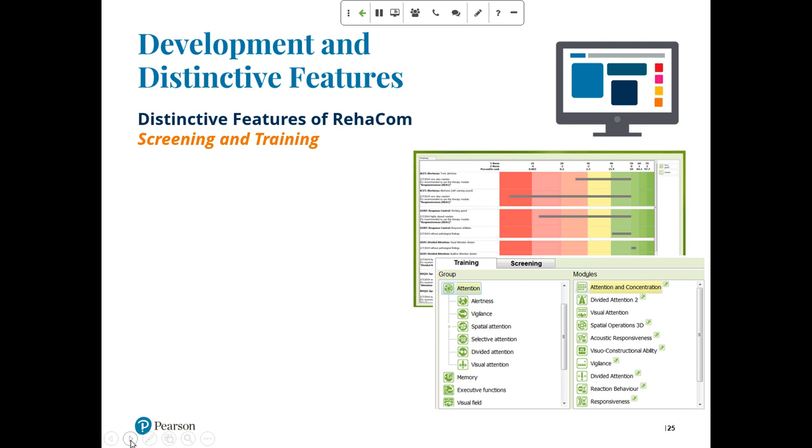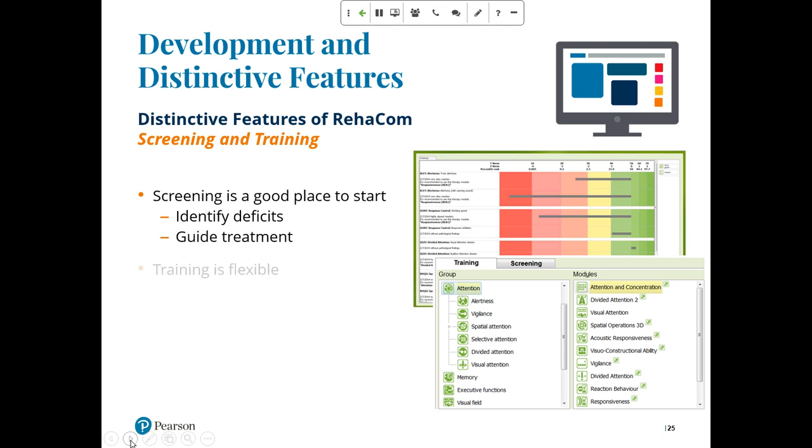So there are screening programs. As you can see below, in the area of attention, there are such things as alertness, vigilance, spatial, selective, and divided attention, and visual attention. And so as you look at those modules, you might decide, okay, this patient seems to be at a pretty low level, so I'll start with attention and concentration. So screening is a very good place to start. You can identify what the deficits are for a particular patient, and that's going to guide what you do.